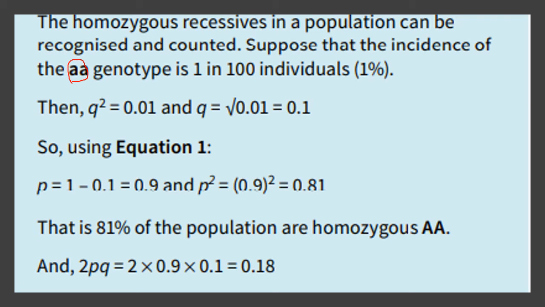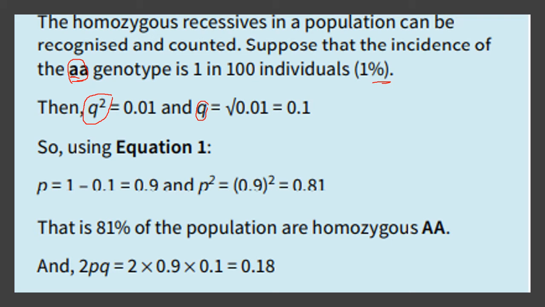So that is 1%. In this case, because it says homozygous recessive and it's referring to two of the alleles joined together, that means that q squared is what is represented by 1%. And 1% is obviously 0.01. To calculate q itself, that means for just one allele, because homozygous recessive means that there are two alleles that are recessive, but just to get one of them, you have to take the square root of 0.01, and that gives you 0.1.